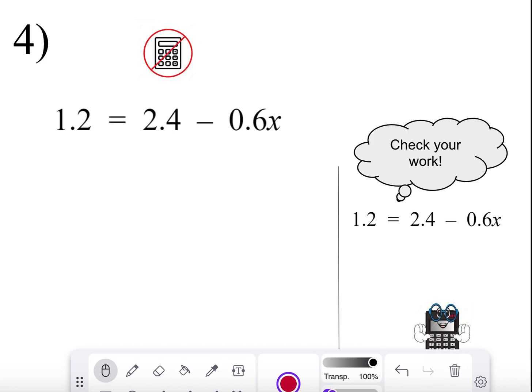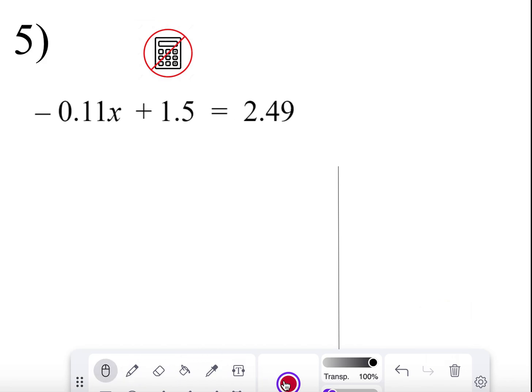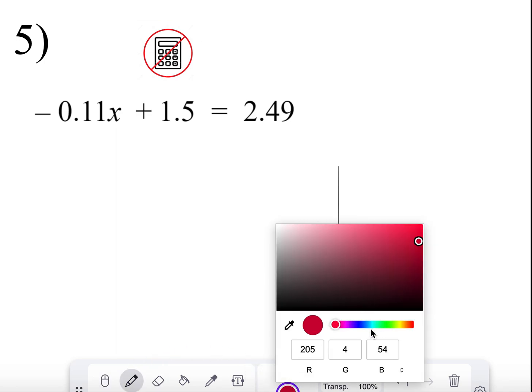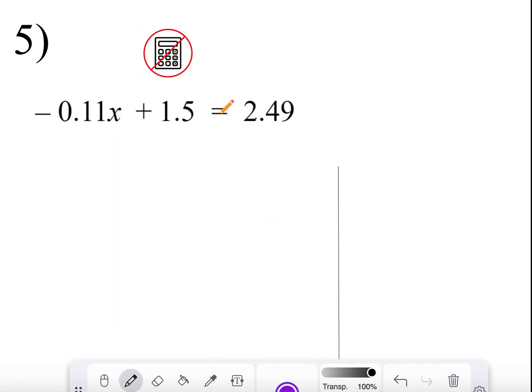Let's go ahead and take a look at another one, number 5. All right, on this one, go ahead and write it down. Feeling like using some purple right now. All right, now we see decimals again.